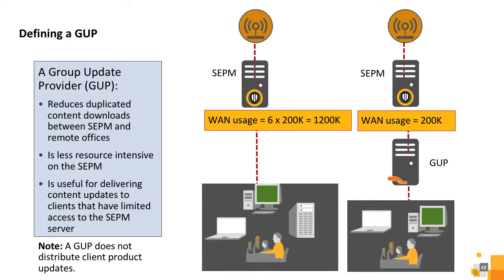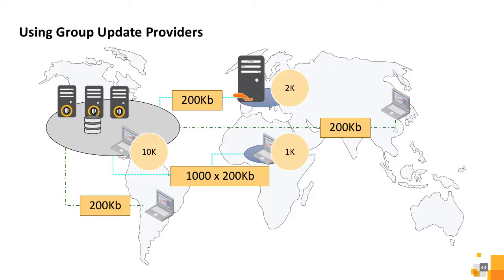A GUP reduces duplicated content downloads between SEPM and remote offices, is less resource intensive, is useful for delivering content updates to clients that have limited access to the SEPM server, and does not distribute client product updates. Placing a GUP in the geographic location where the most users are located reduces the WAN usage for content delivery.